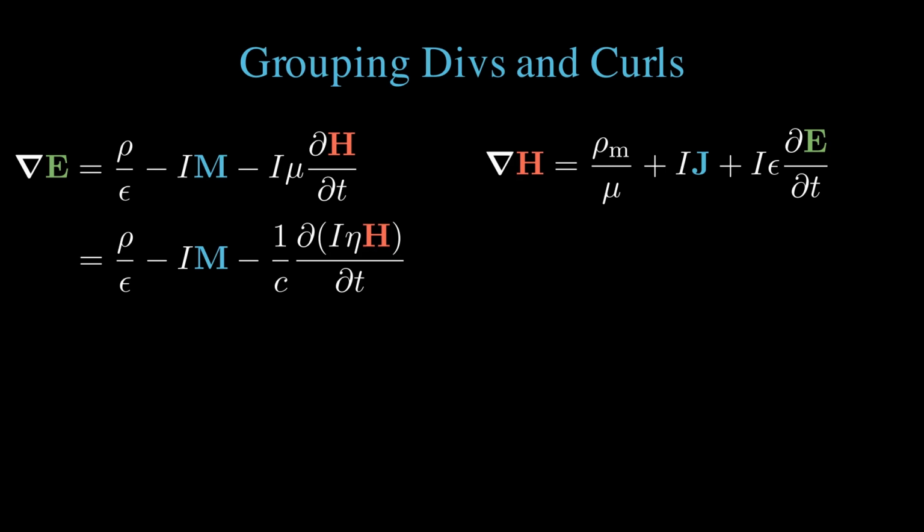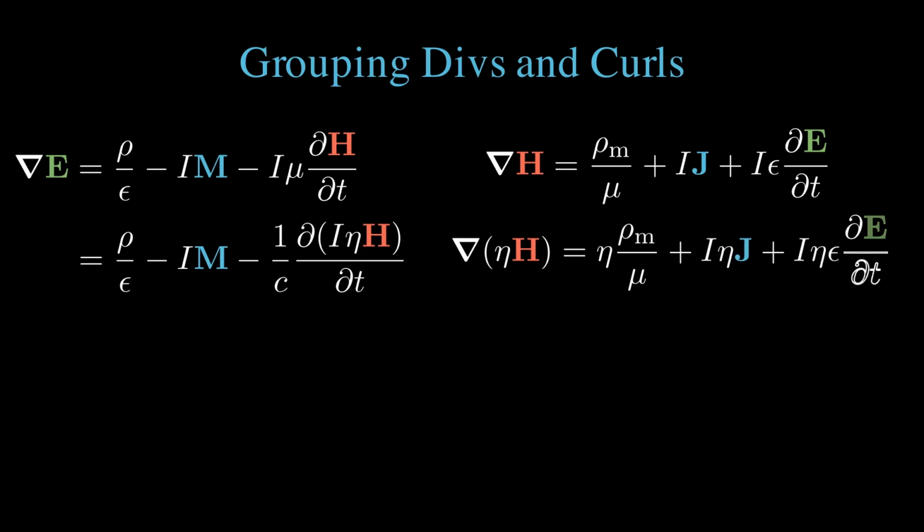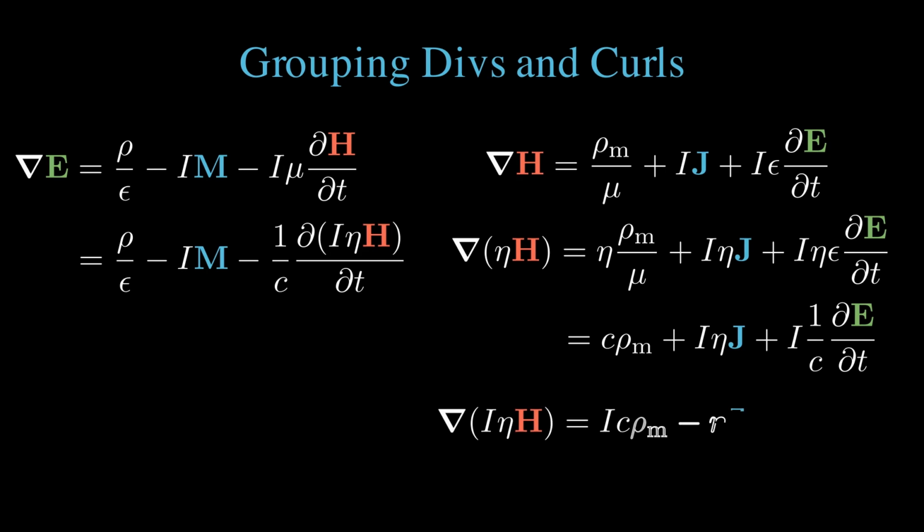We can now proceed to rewrite our grad H equation as the gradient of I eta H. First we multiply both sides by eta to find an equation for grad eta H and simplify it. Then we multiply through by the pseudoscalar I, noting that I commutes with vectors. We're left with an equation for grad I eta H.